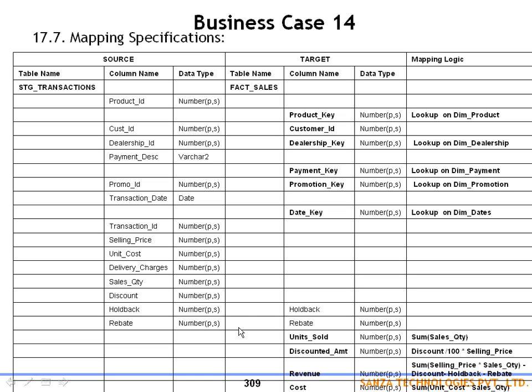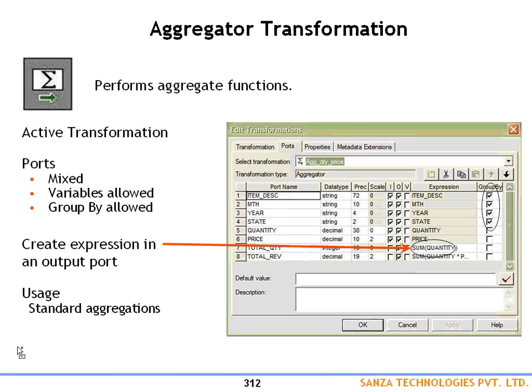Per unit sold, sum of sales quantity, discounted amount, revenue calculation, aggregation. Based on these keys, they want to aggregate it. So this is called aggregation of data, with a transformation called the aggregate transformation to do aggregate functions.